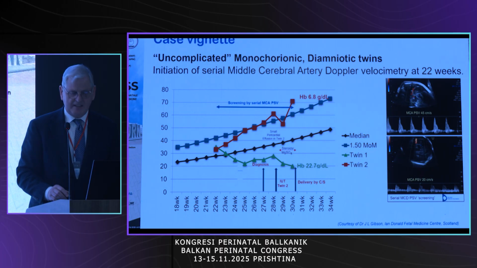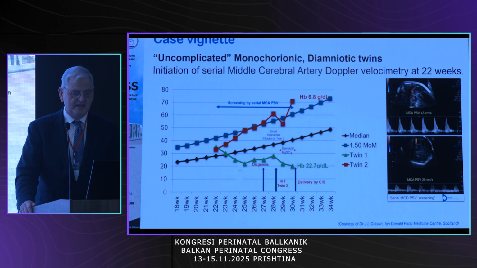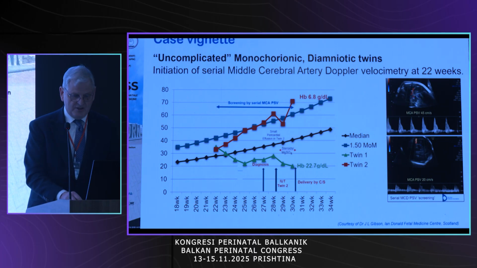And you can see the separation between the 2 fetuses of middle cerebral artery peak systolic velocity being diagnostic of twin anemia polycythemia sequence and leading to transfusion of the twin and then preterm delivery.